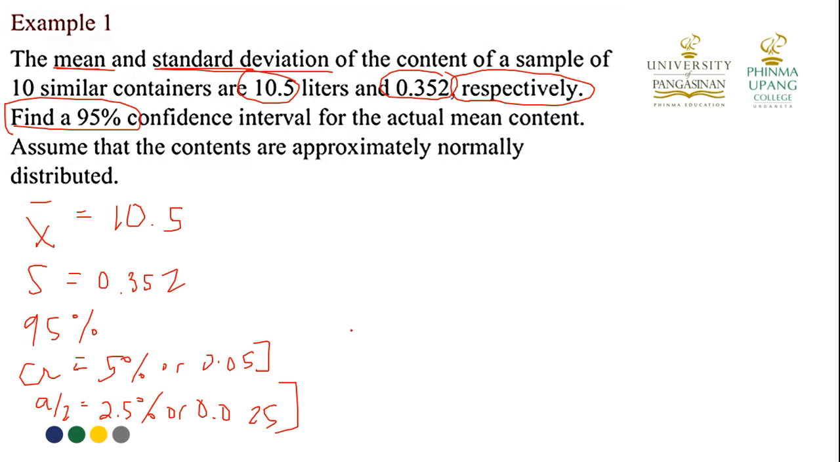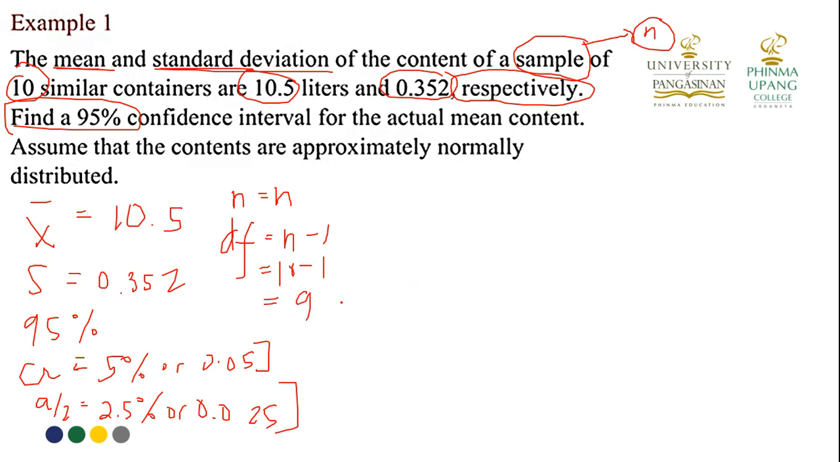Okay, next. Let's get the critical value from the T table. We will use N. The problem says the mean and standard deviation of the content of a sample. There is a word "sample". When you read "sample", that is the keyword for the value of our N. So N is 10. To get the degree of freedom, N minus 1 is 10 minus 1, so your DF is 9. Remember 9 and 95%.